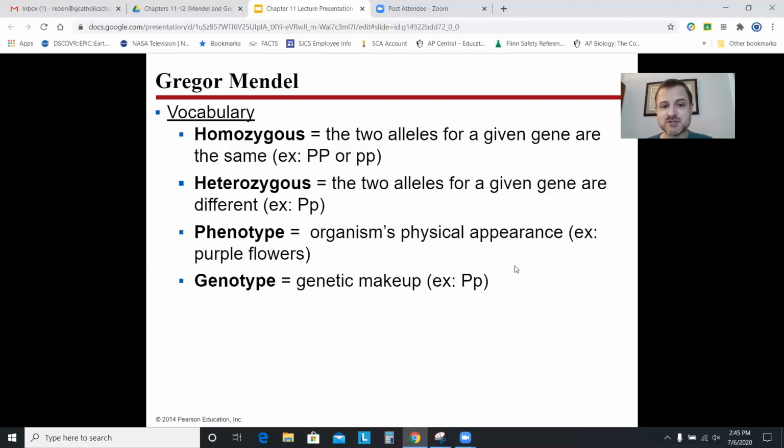Phenotype and genotype. Phenotype is the term for what the organism looks like. So if I say that I have blue eyes, I'm telling you my phenotype. Genotype is what the letters are, what the genetic makeup is. So if I say that I'm little b for eye color, that is giving the genotype. If I give you the genotype, can you tell me the phenotype? The answer is yes, right? Because you know what the letters mean.